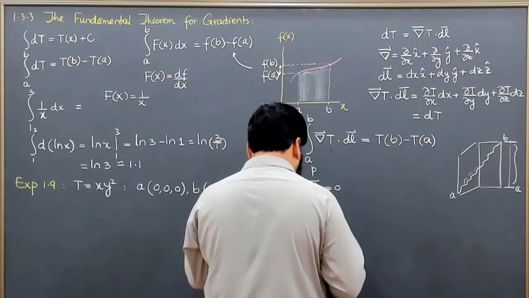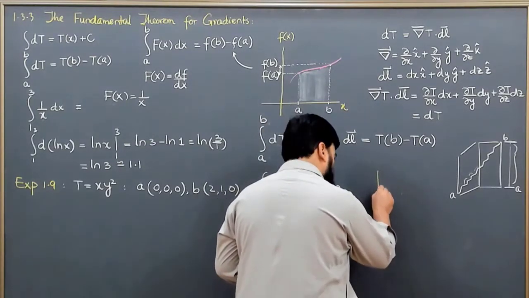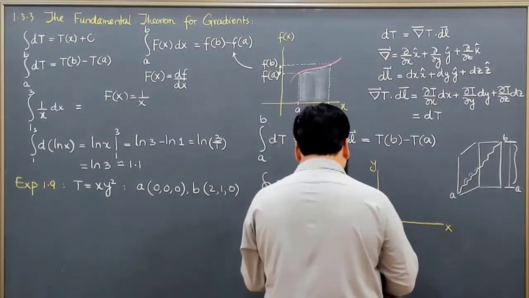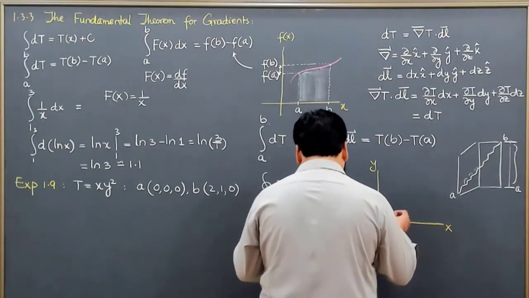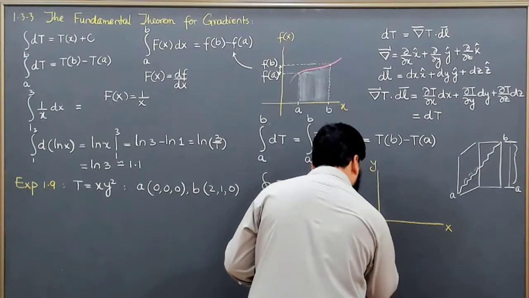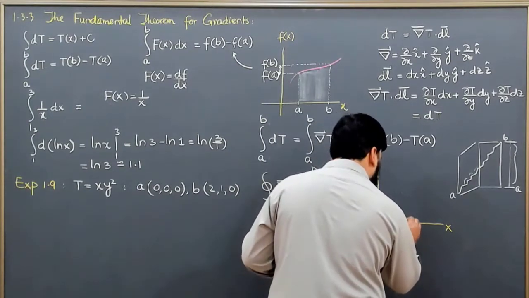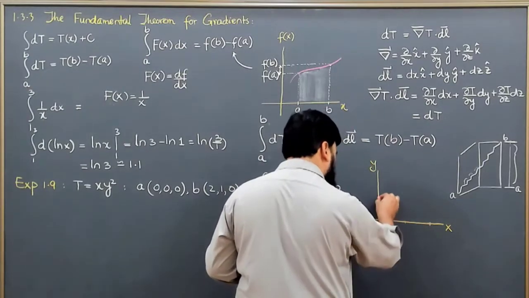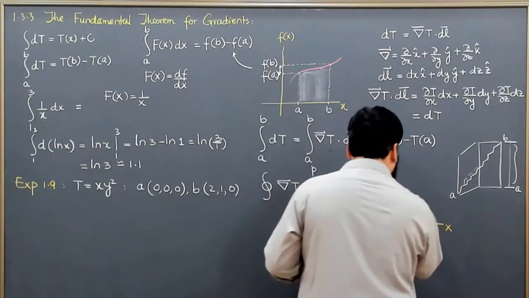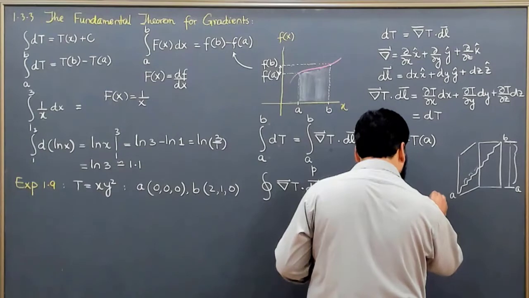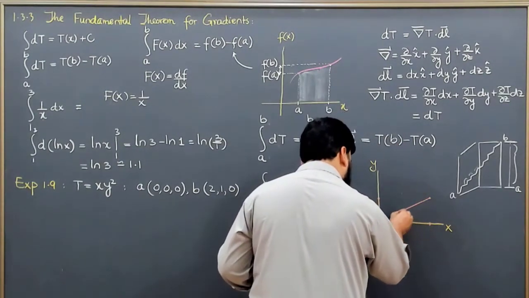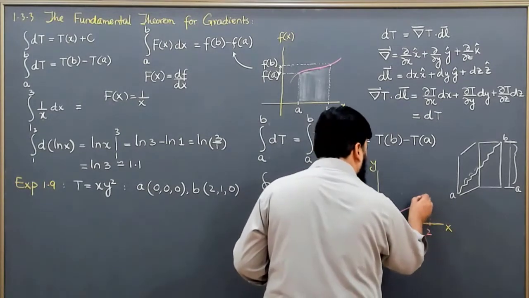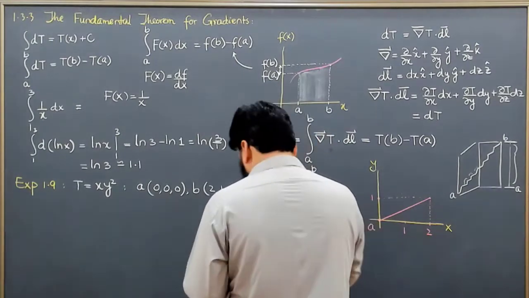So let me plot this function graphically. Let's say this is our y axis and this is our x axis. Now point A is our 0, 0 point. Then let's say this is 1 and this is 2 here, and the same distance we mark on the y axis. So on the x-axis we are going 1 and 2, while on the y-axis we are just going 0 to 1. So this is our function.